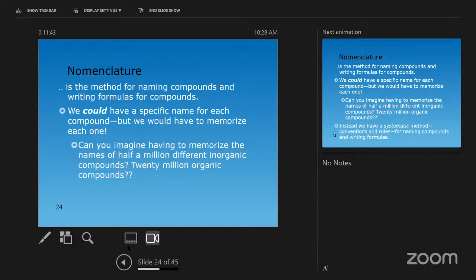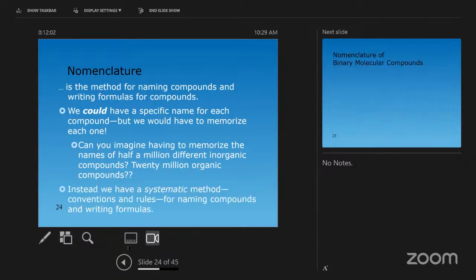As stated here, we could have a specific equation, of course, but that would be difficult to remember. So we do have rules which basically avoid excessive repetition. If you know the rules, and you're given a name, you can write the formula, correct? So there are rules for naming compounds.